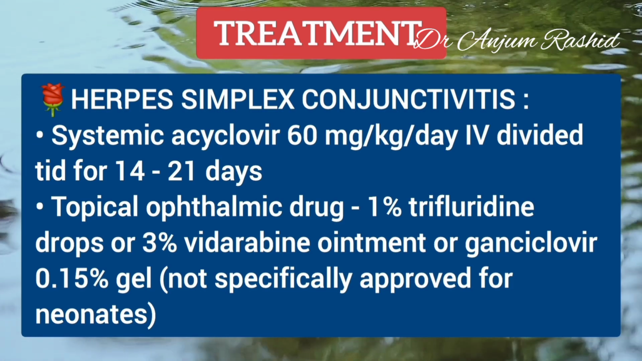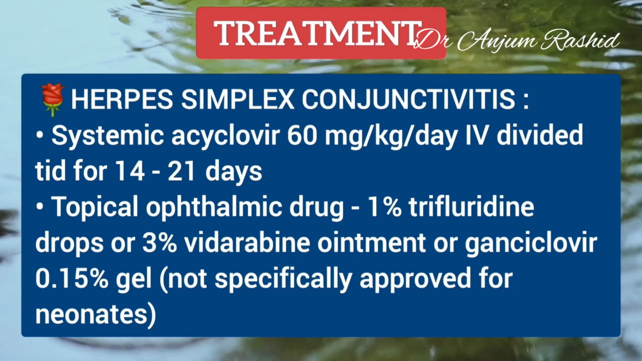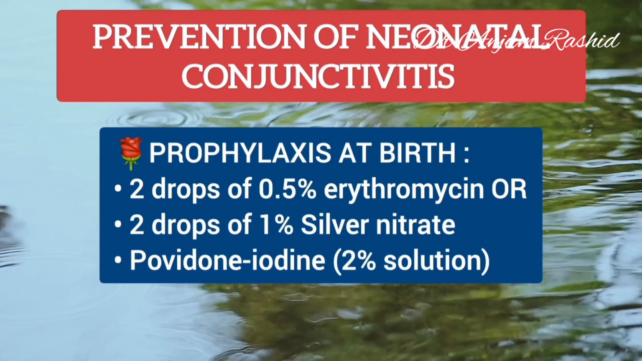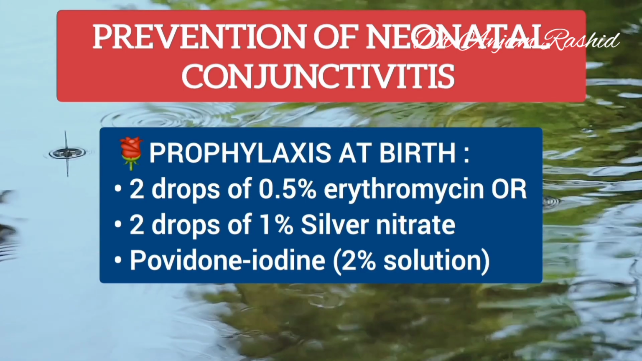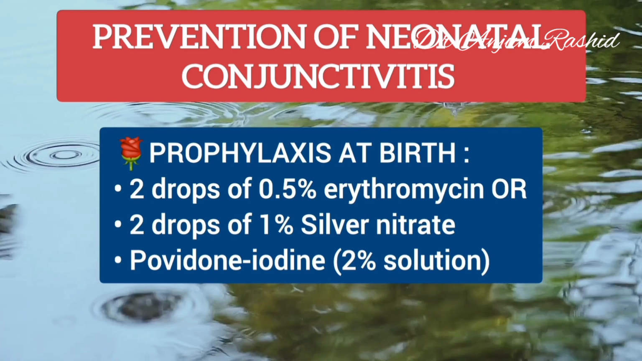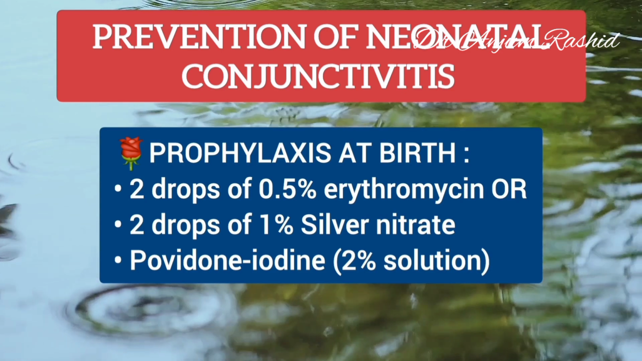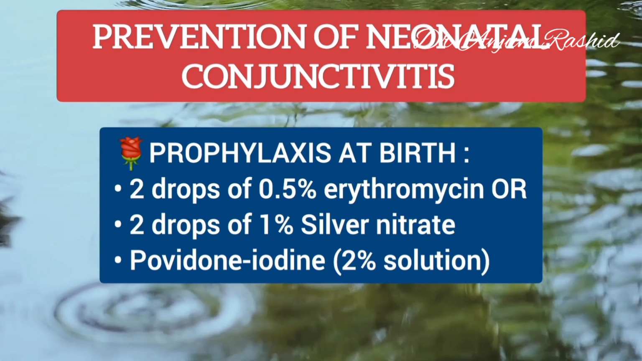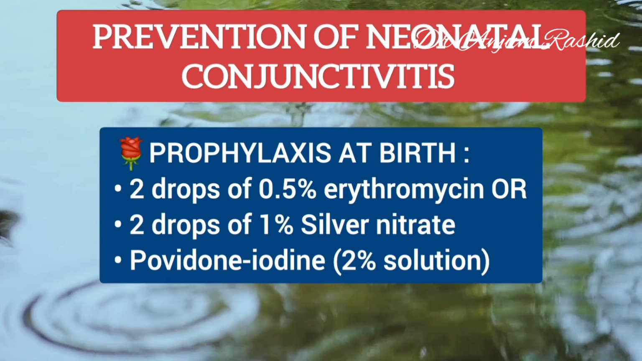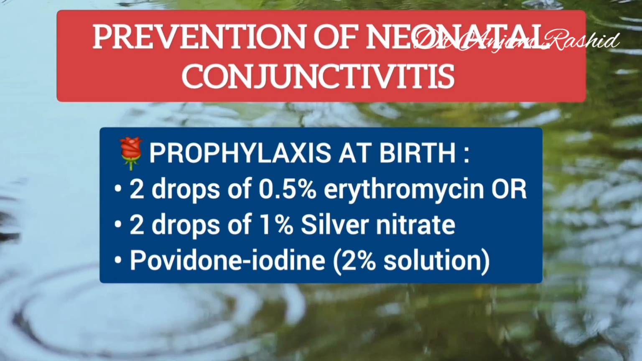Now, topical ophthalmic drugs like trifluridine or vidarabine or ganciclovir, these are available, but they are not specifically approved for the neonates. Now, in the end, I will discuss the prevention of neonatal conjunctivitis. Prophylaxis at birth is important. It is given in the form of 2 drops of 0.5% erythromycin or 2 drops of 1% silver nitrate. These should be instilled directly into the open eyes of the neonate. Povidone iodine 2% solution is also used as prophylaxis for neonatal conjunctivitis.